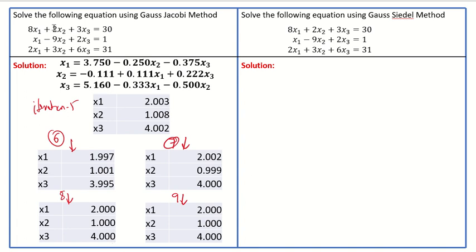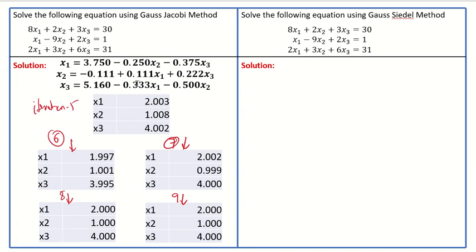If you want, you substitute here: 8 2s are 16, 2 1s are 2, that is 16 plus 2 is 18, 3 4s are 12, 18 plus 12 is 30. So that means this satisfies this equation. That means these are the answers for this equation, the values of x1 x2 x3. So this is how we are going to solve using the Gauss Jacobi method. And remember, how many iterations did we require? 8 iterations to get the exact answer.